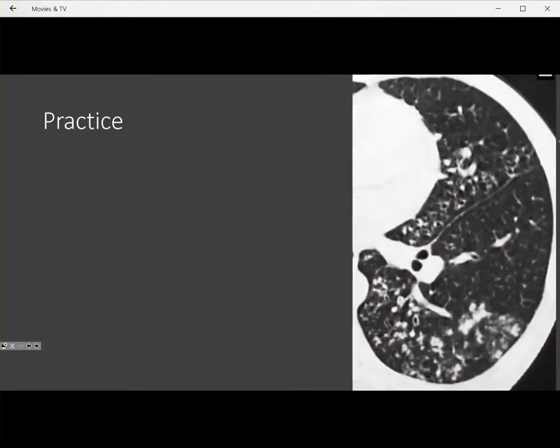Okay, here's another case where we can see that there are nodules in the lung. So we see them here.